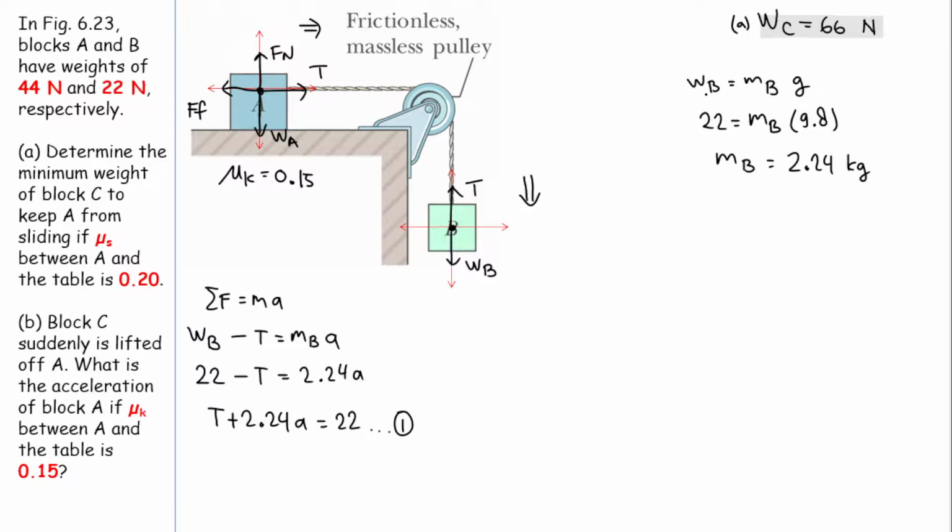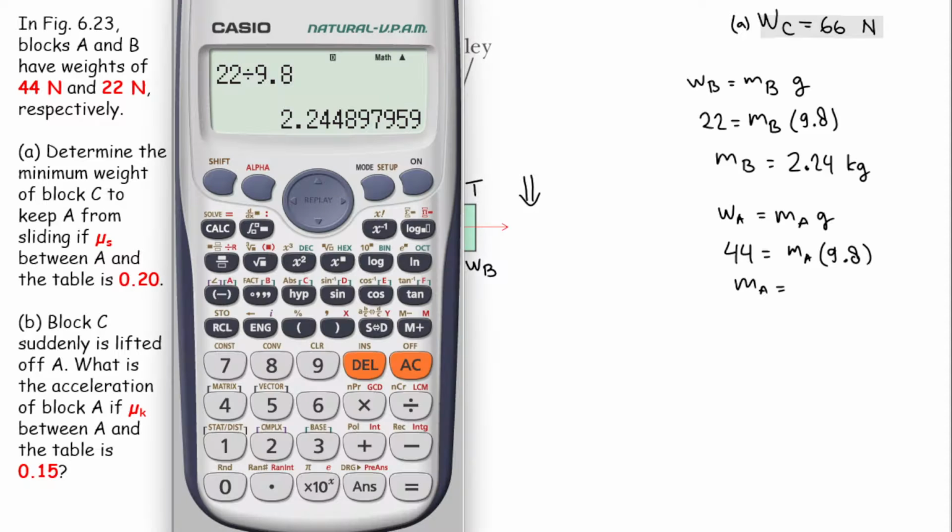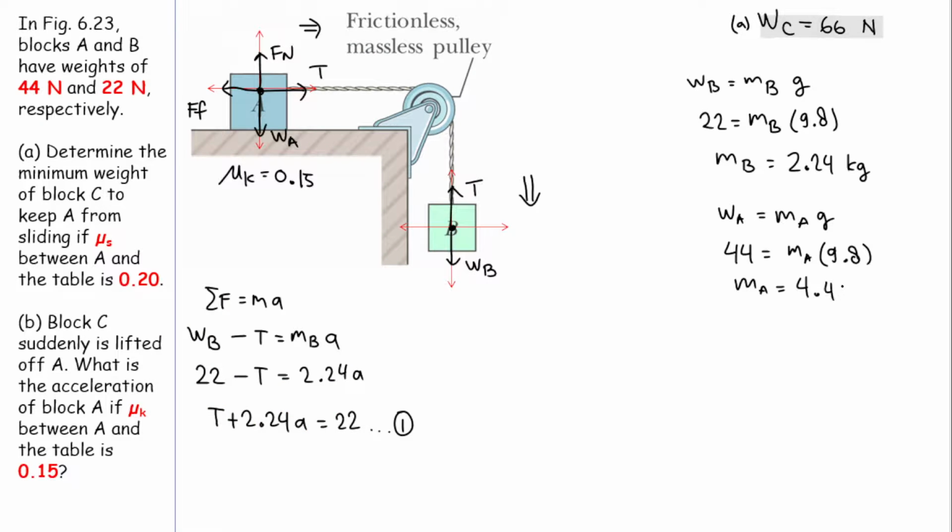While we are at it, we can also find the mass of A. The weight of A is equal to the mass of A times g, so 44 is equal to the mass of A times 9.8. We will have 44 divided by 9.8, and that will be 4.49 kilogram. This will be helpful to find out later.